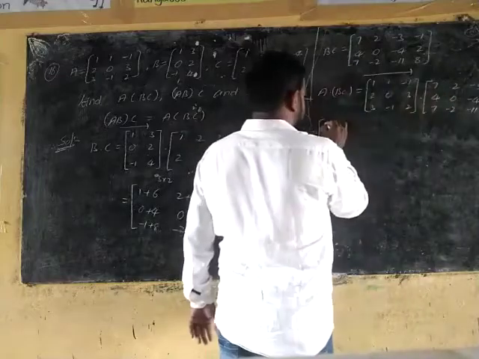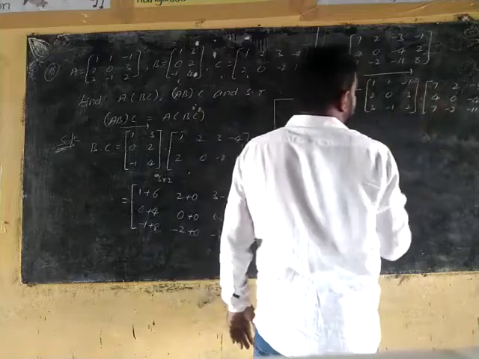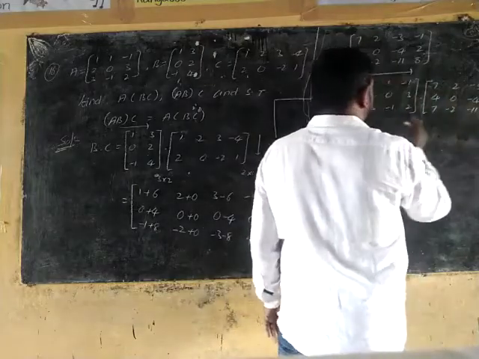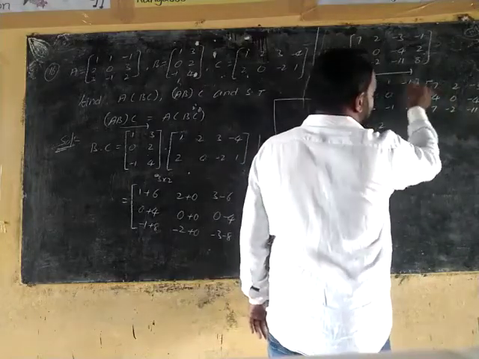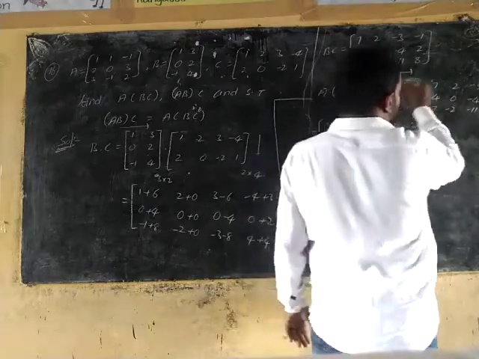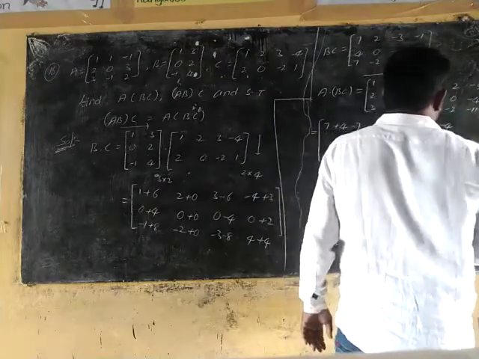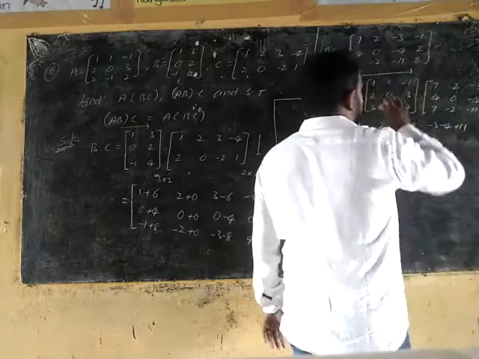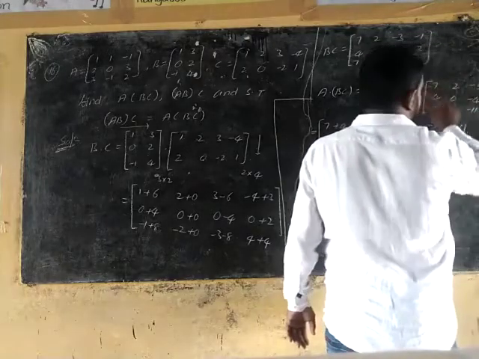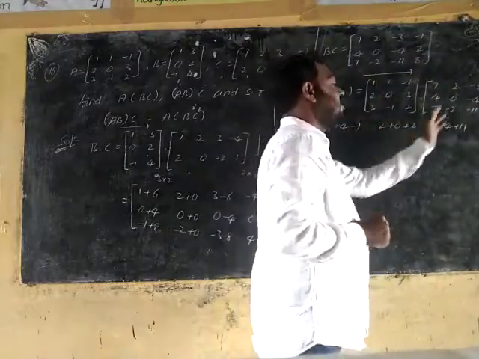1 into 7, 7. Next, 1 into 4, 4. Minus 1 into 7, minus 7. This is the first position element. First row into second column: 1 into 2, 2. 1 into 0, 0. Minus 1 into minus 2, plus 2. Next, 1 into minus 3, minus 3. 1 into minus 4, minus 4. Minus 1 into minus 11, plus 11. Next, 1 into minus 1, minus 1. 1 into 2, 2. Minus 1 into minus 8, minus 8. First row with all the columns finished.